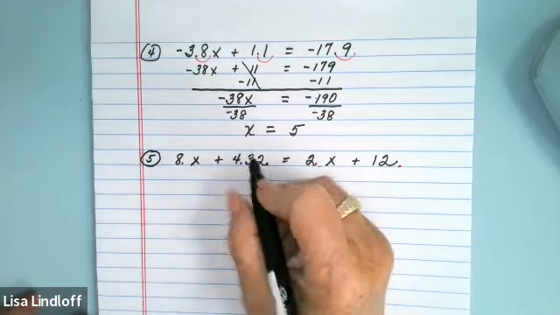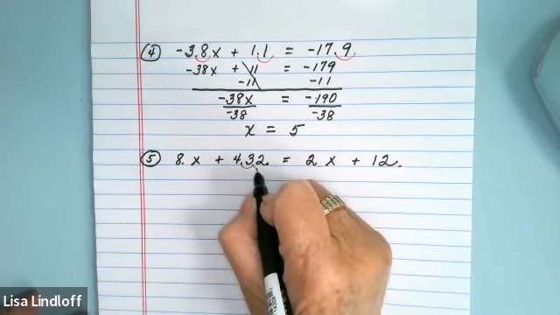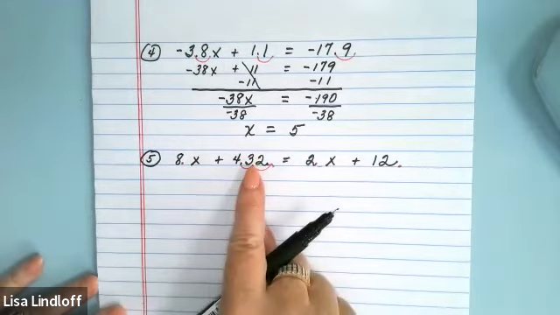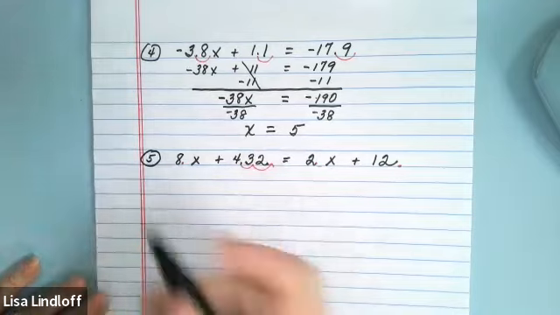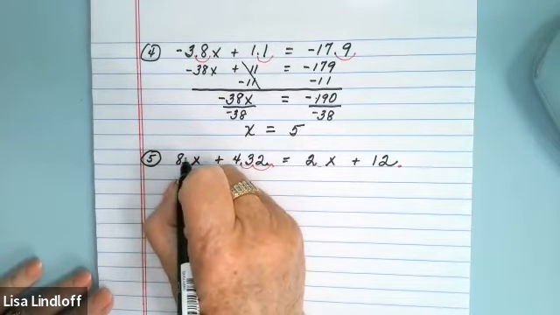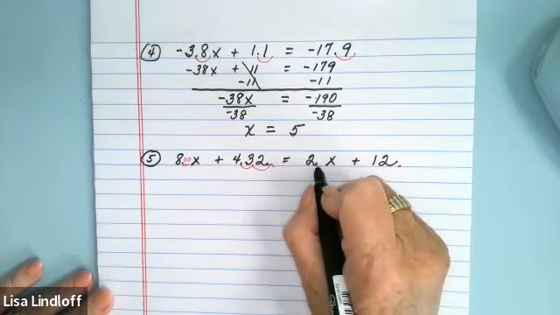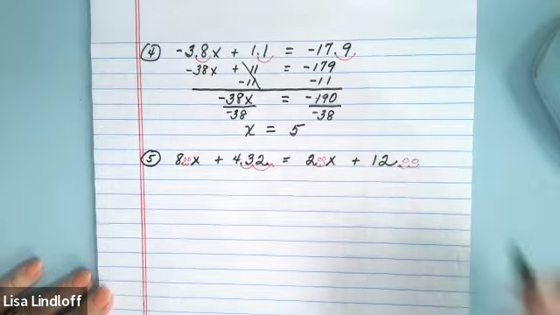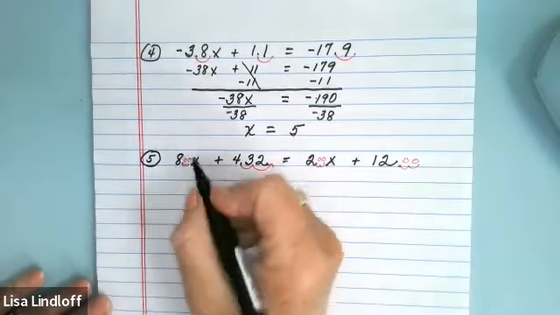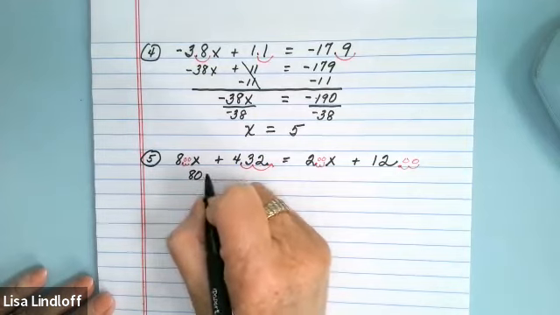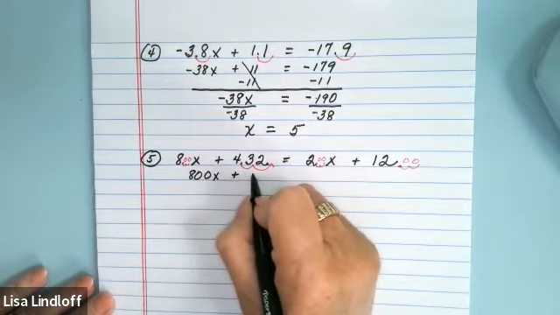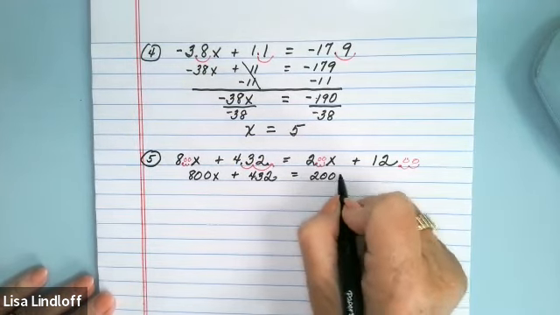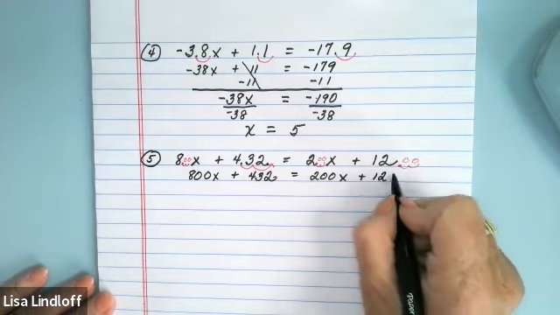So the largest number of decimal places is 2. I need to move that 2 places so that it turns into a whole number. But if I chose to move this one 2 places, I have to move this one 2 places, this one 2 places, and this one 2 places. That gives me larger numbers, but no decimals. 800x plus 432 is equal to 200x plus 1200.